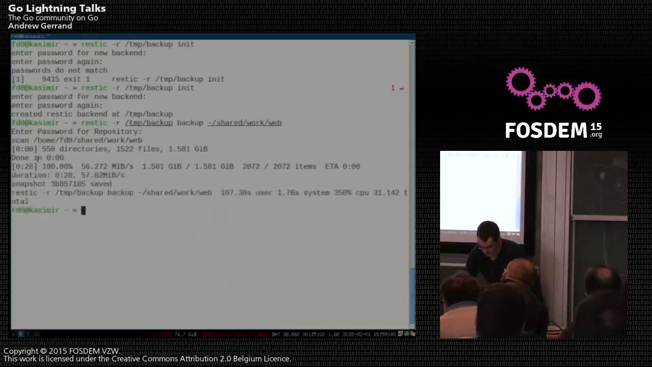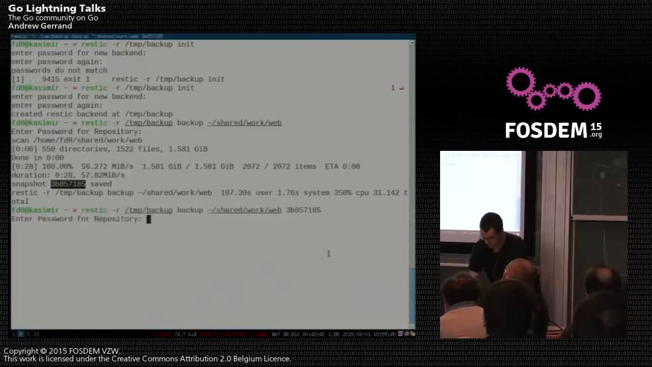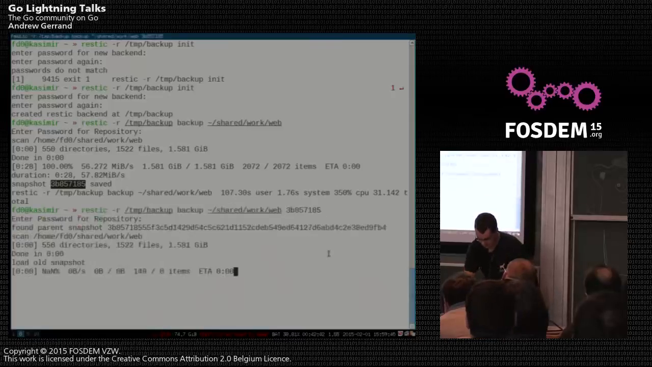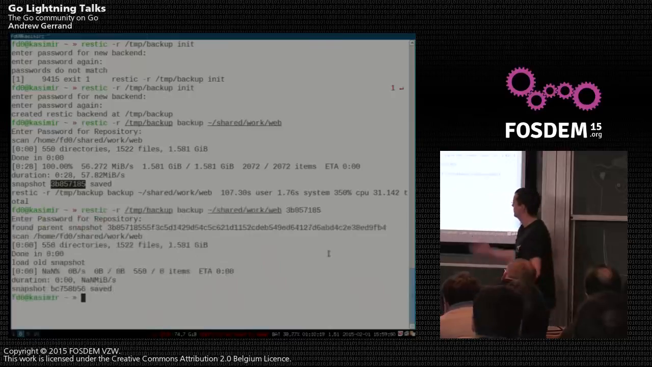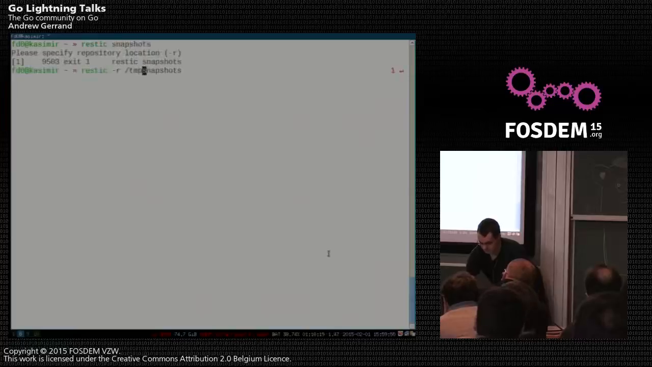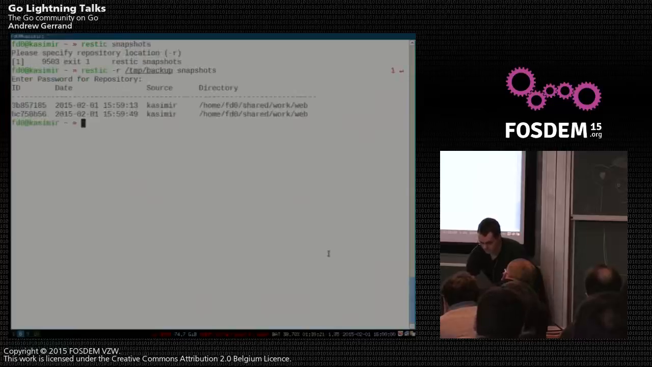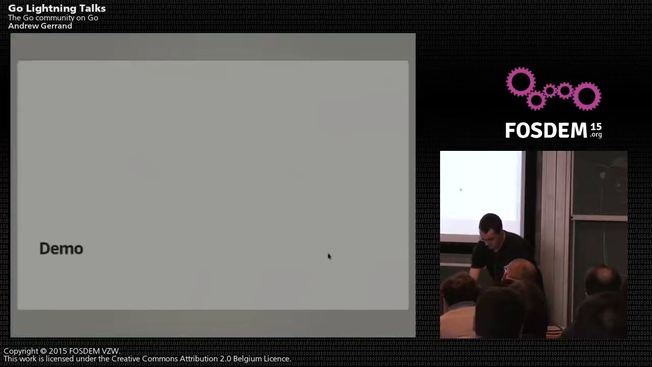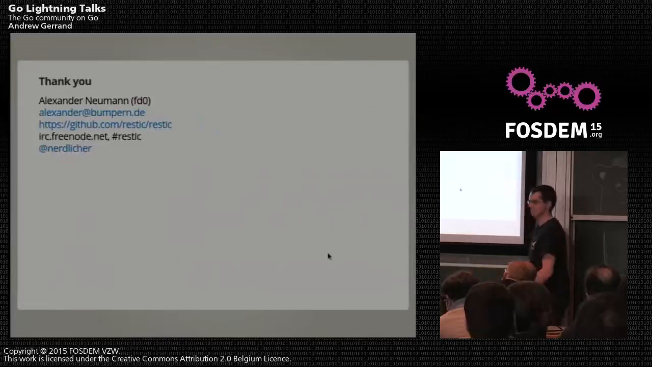And now it says the snapshot has been saved under this ID, and I can give it this ID as a template, and then it just says that, oh, everything is fine. You have some commands like, for example, you can list the snapshots and so on, and you can restore them. OK, that's it. Thank you.